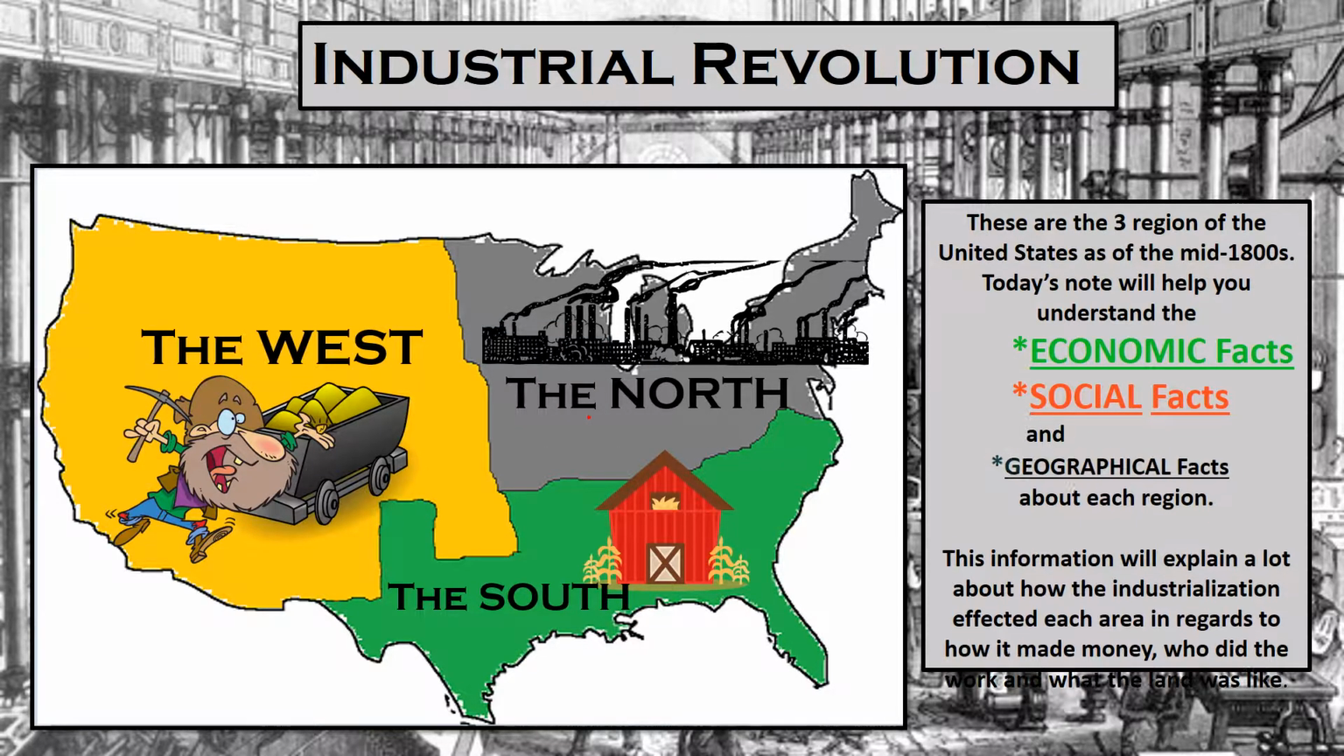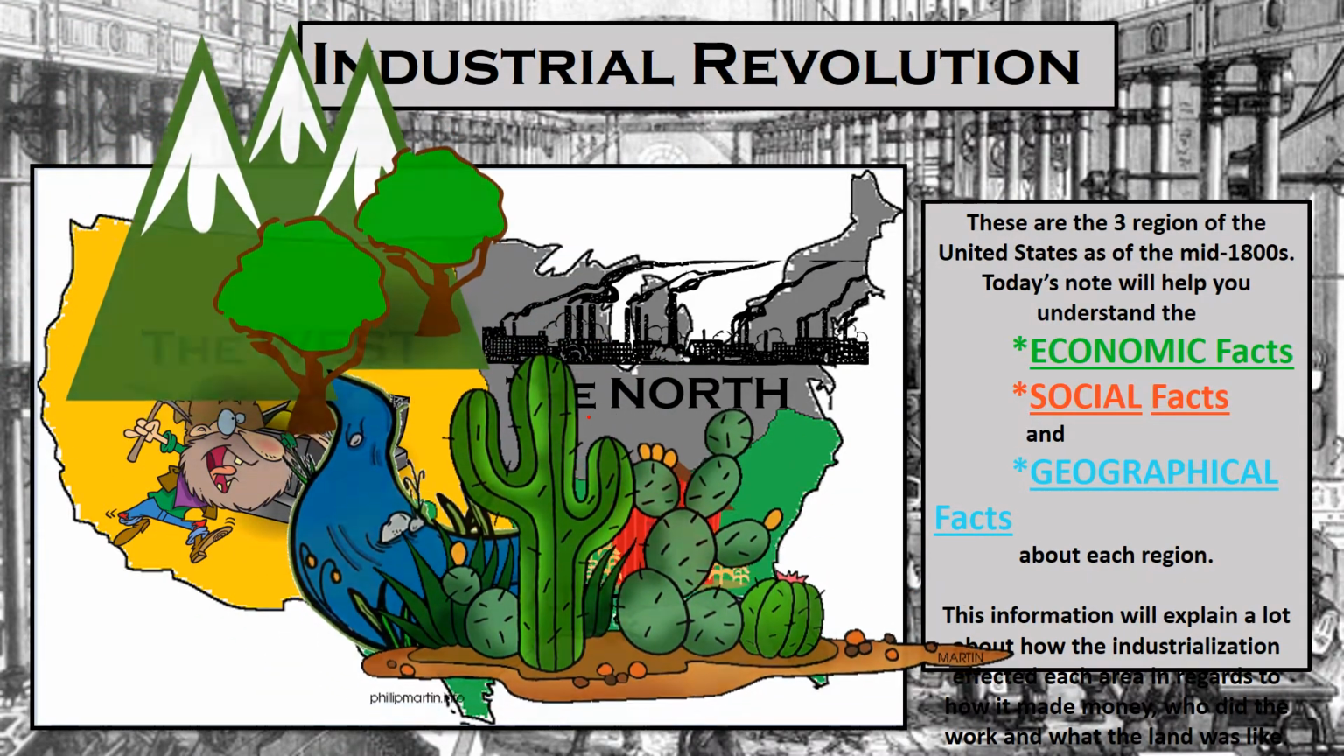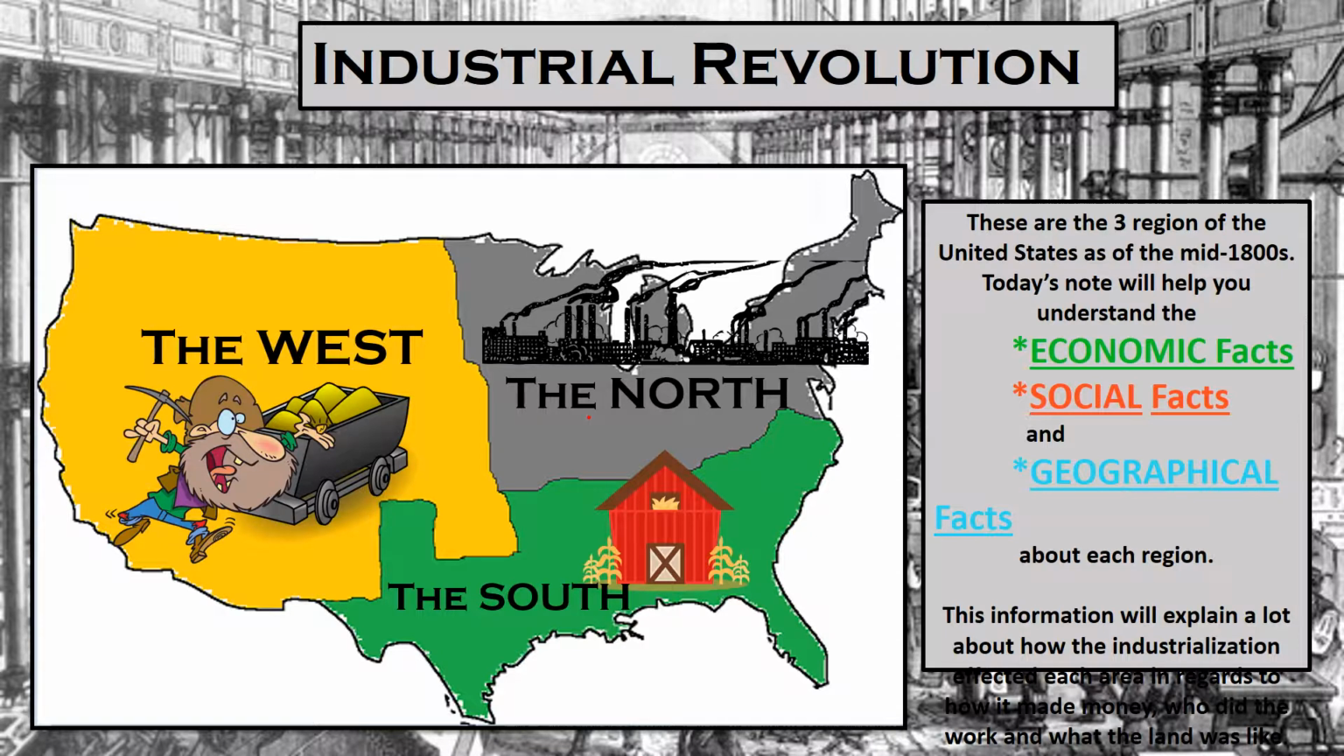We're also going to cover the geographical facts about each region. So is it good soil, bad soil? Does it have rivers? Is it dry? Is it moist? How does it contribute? And then how does this geography contribute to the economic factors? That's a big connection we have to be able to make once this is all said and done. So just get ready to move along to the next slide so that we can start jotting down some notes.